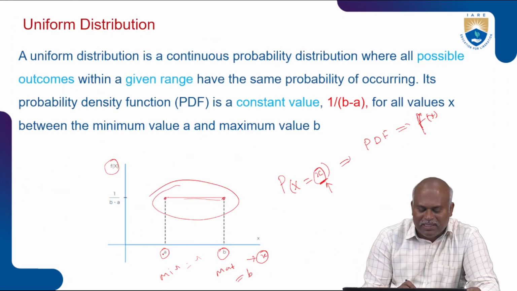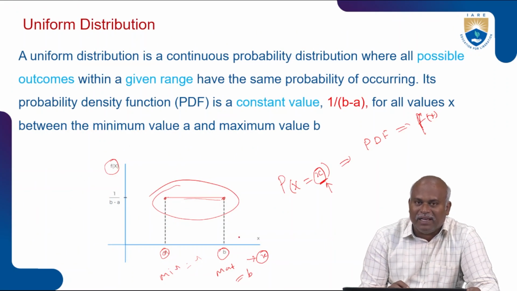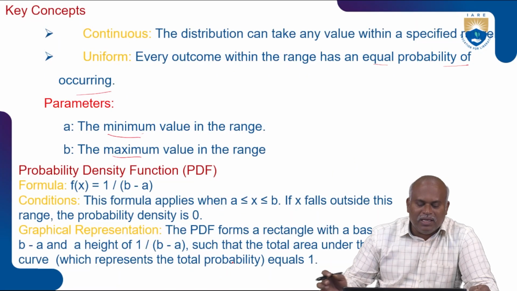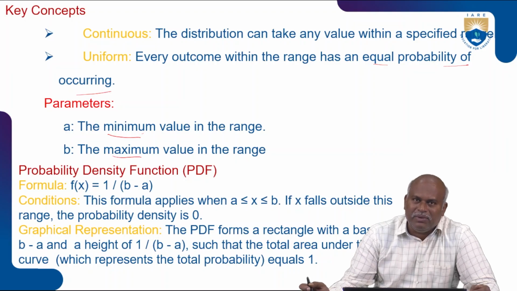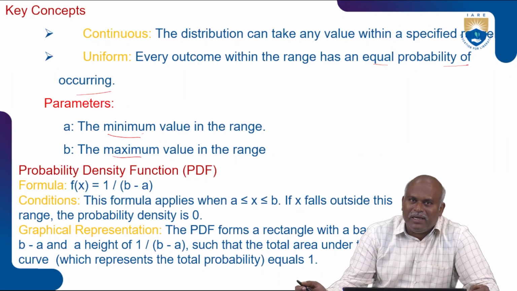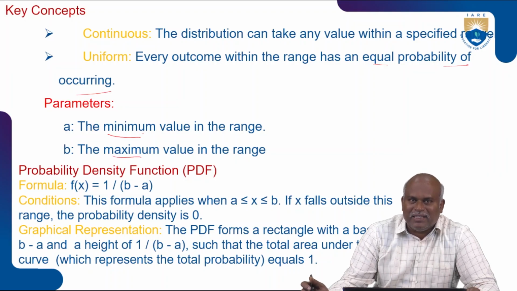The minimum we represent as A in the graph, and the maximum is represented as B. So the uniform distribution happens between the minimum and the maximum value in the range.